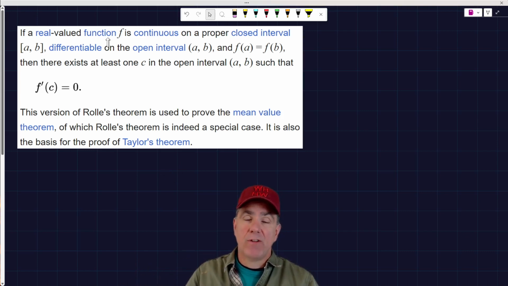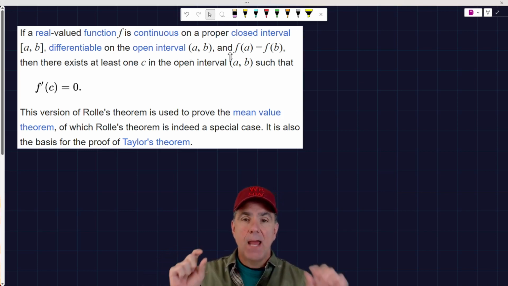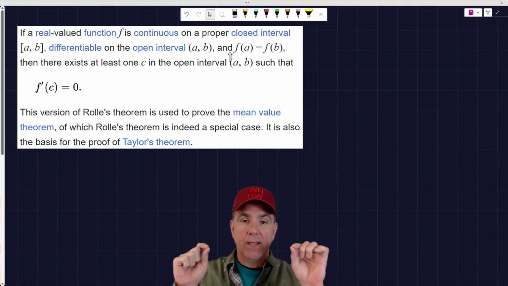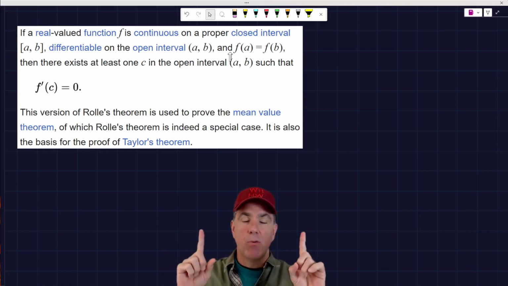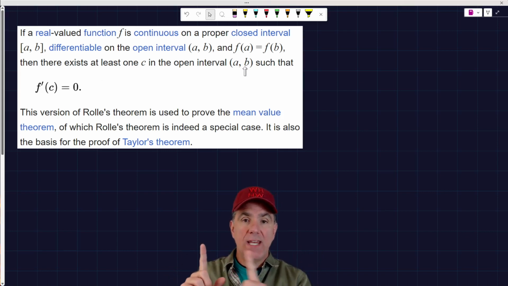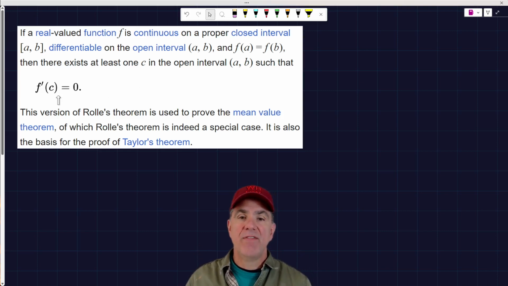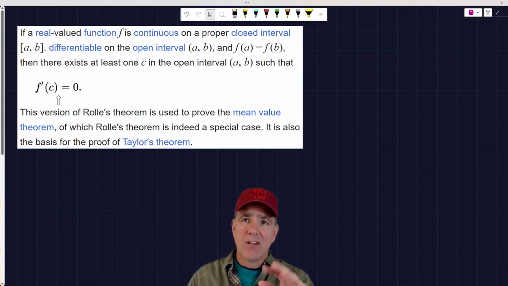It says if we have a real valued function f, and it's continuous on a proper closed interval, it's differentiable on an open interval, and the endpoints are equal to one another, so the outputs of the function are equal at the two endpoints of the closed interval on which the function is continuous, then there exists at least one point inside of the open interval. So there's one input value inside of the open interval such that the derivative of the function is equal to 0.